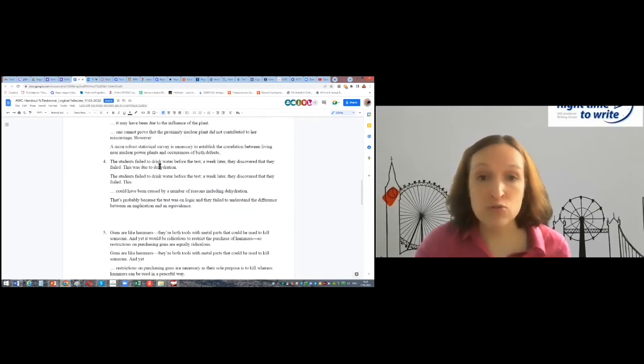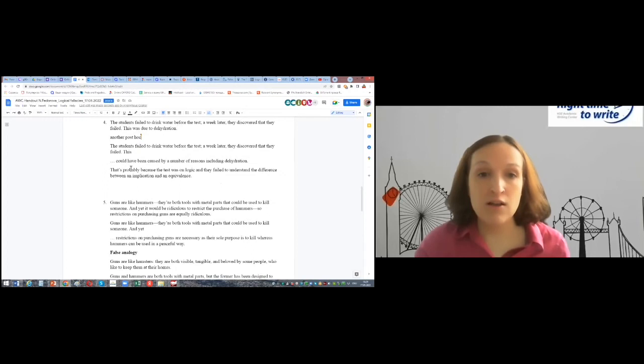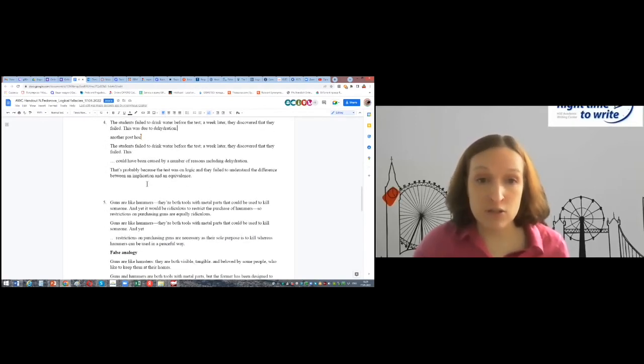The students failed to drink water. What fallacy is this? It's another post hoc. It could have been caused by a number of reasons, including dehydration. Of course, it could have been one of the reasons, but definitely not the only reason that explains the consequence. That's probably because the test was on logic and they failed to understand the difference between an implication and an equivalence. Yes, I like this one. Okay.